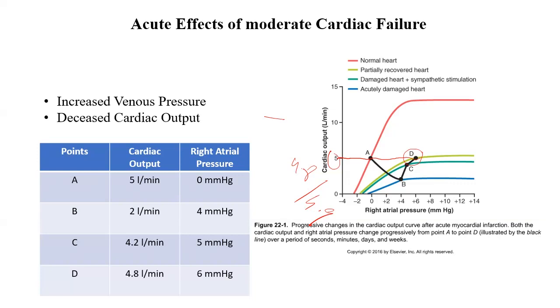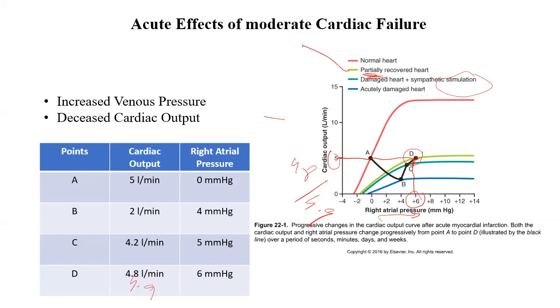Now, we're going to discuss point D. You can see there is increase in the right atrial pressure. It's almost 6 mm of Hg. So I'm not saying the heart is recovered completely. It's the partial recovery of the heart. So you have to focus that the heart is recovered partially by the sympathetic stimulation. It's not recovered completely. So the cardiac output is almost 4.8 or 4.9. It's near to 5 but not 5.